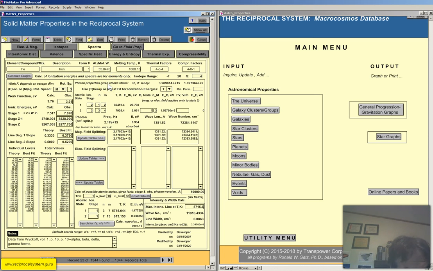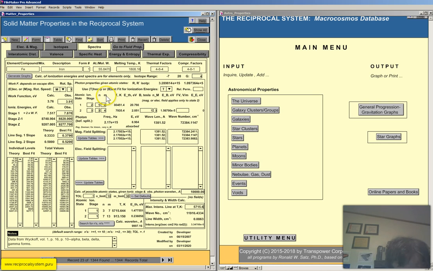Let's jump over to here, photon properties. Now we want to know what photons are emitted when we do a transition. Here we have the Rydberg constant for the isotope, frequency in cycles per second, and the wave numbers in inverse centimeters. We can either use the theory or the best fit. We'll use the theory. Best fit means the empirical data. We can put in 2 atomic states here, and we're using ionization stage 2. Then we have N and M values for the atomic spectra calculation.